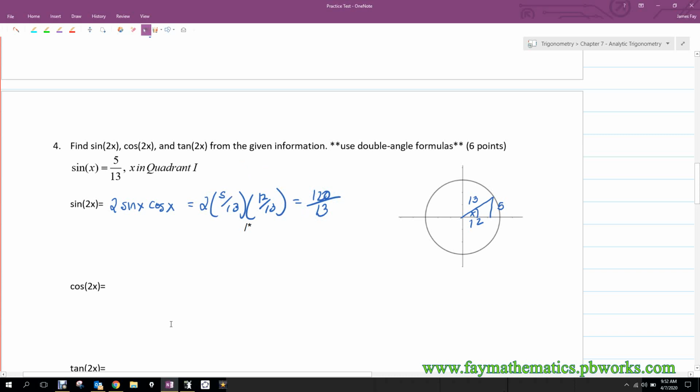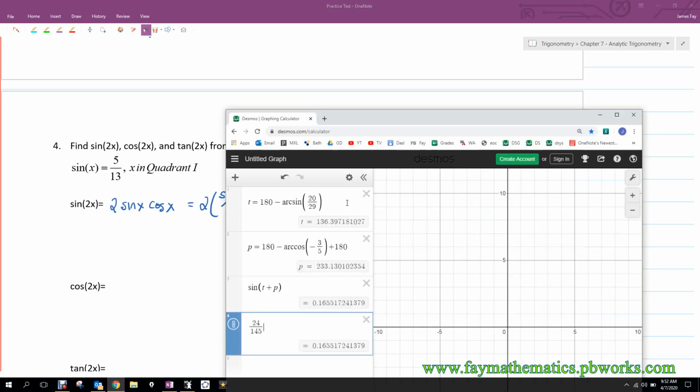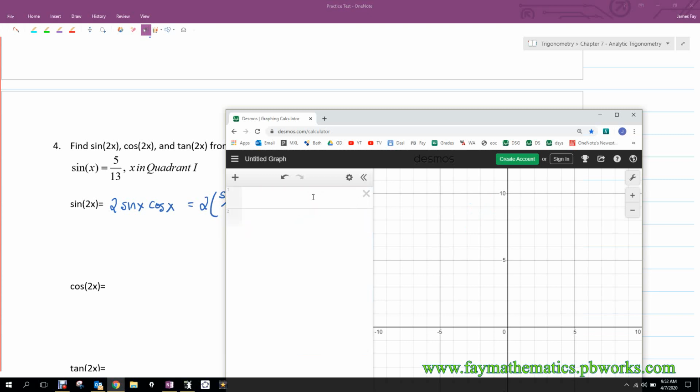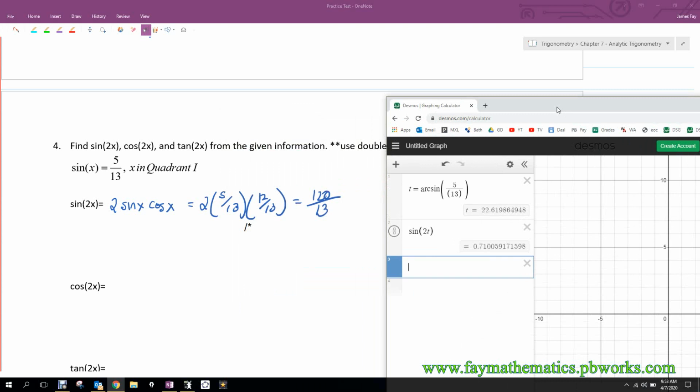And again, you can check that. We can go arc sine of 5/13. That's the angle we're looking for. It's in the first quadrant, so we're good there. So let's call that t. Okay. So then the question is, well, what is sine of 2t? We get that number right there. Is that the same as 120 over 169?